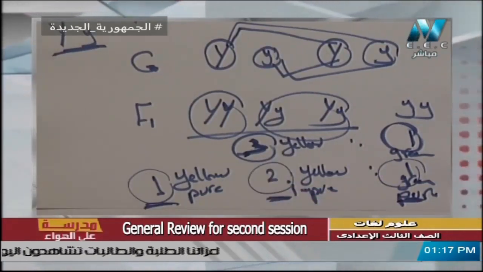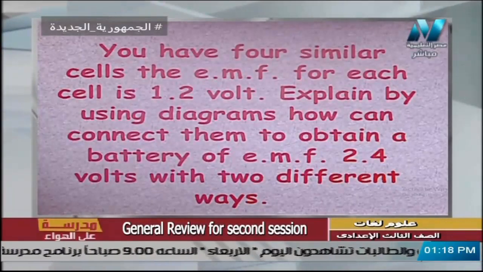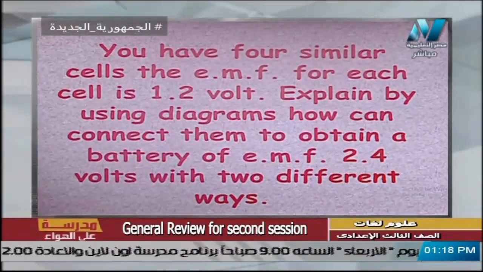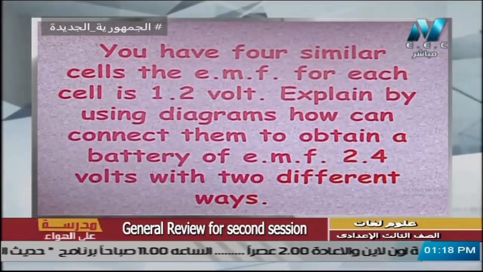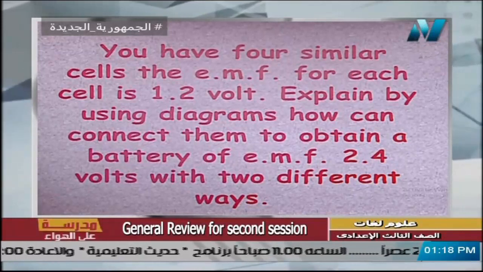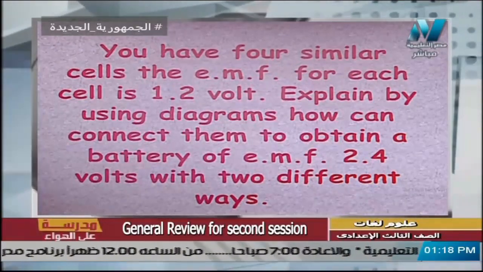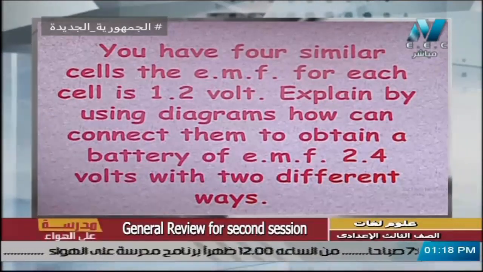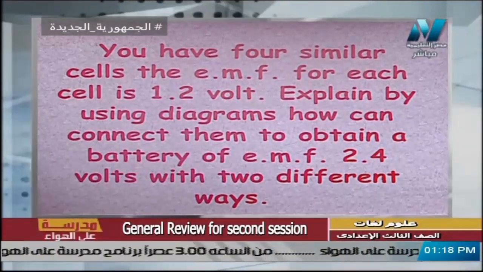It's okay. طب شوف بروبلم تانية. You have 4 similar cells. The EMF of each cell is 1.2 volt. Explain by using diagram how can you connect them to obtain a battery of EMF 2.4 volts with 2 different ways. هنا مسألة كهرباء بس توصيل كهرباء، مش مسألة كهرباء اللي هي problem يعني، لا هي مسألة توصيل.